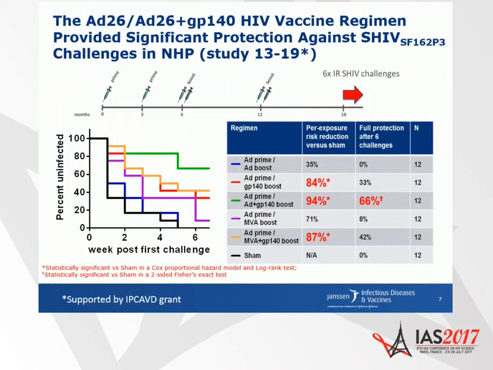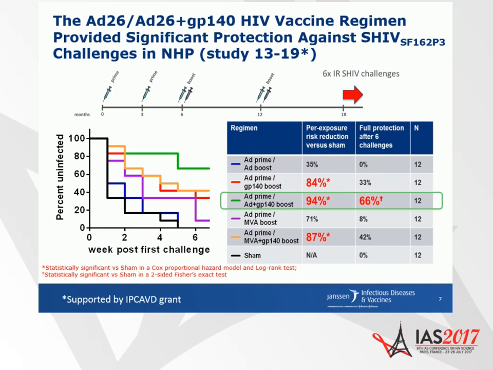First, the slide that Glenda already showed, with very impressive non-human primate data. As I said, we could perform challenge here to see whether we indeed had protective immunity. The green line, and also the green box, was the lead candidate vaccine regimen: double priming with a mixture of adeno vectors expressing GAG-POL and ENV, and double boosting with the same mixture of adenos in combination with a GP140 protein. With this regimen, we had a 94% per-exposure risk reduction and full protection after 6 challenges in 66% of the animals in the study.